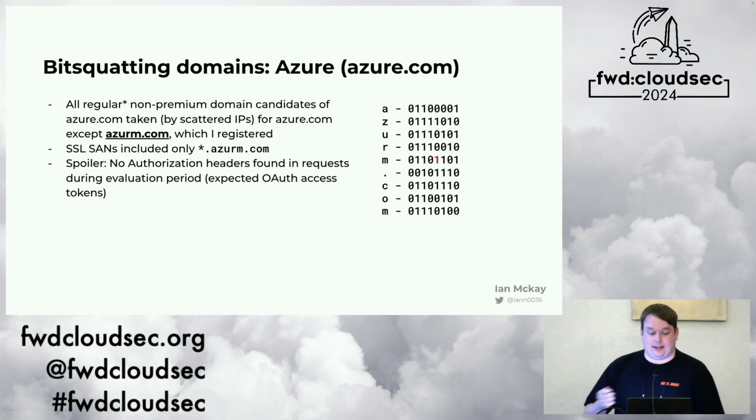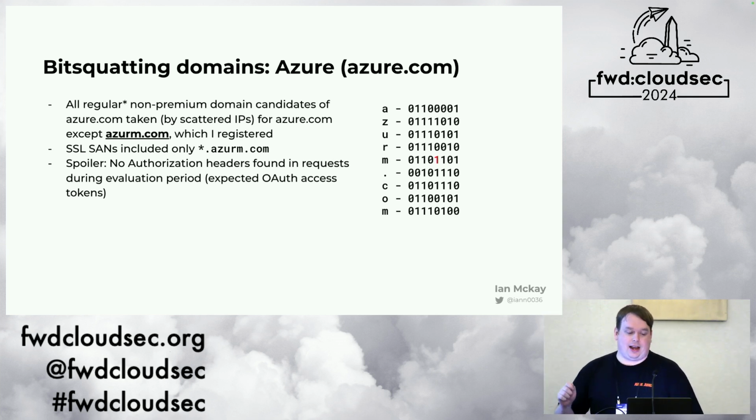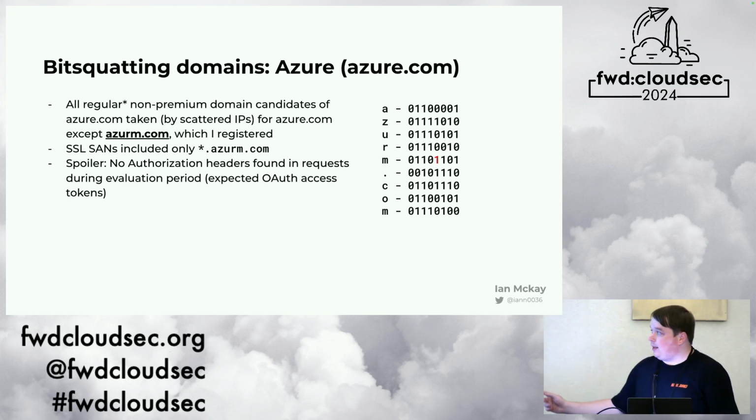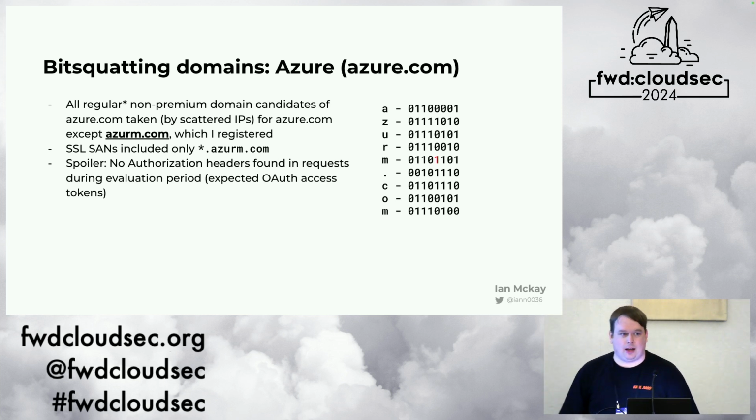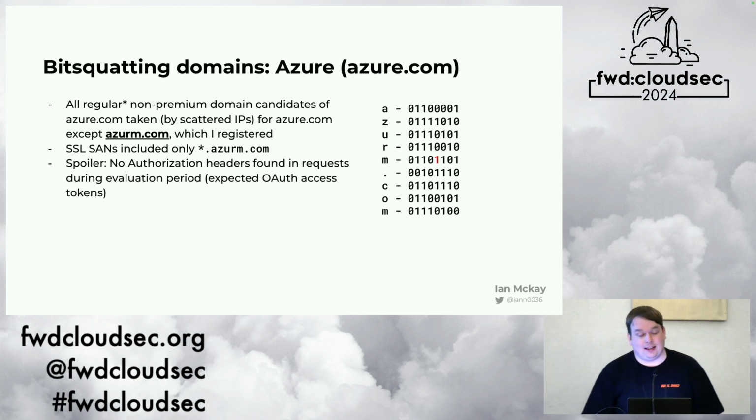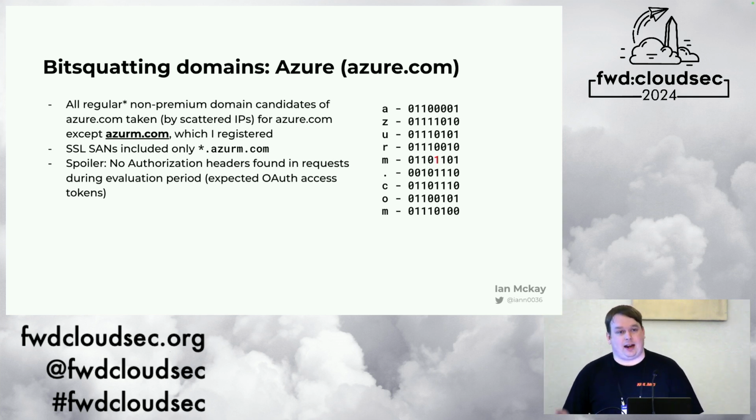I then created an SSL SAN that included only the star.azure.com. If you look on the right there, you can see the exact bit that I flipped for this registration. As a spoiler, during my evaluation period, I received no requests that actually contain authorization headers.